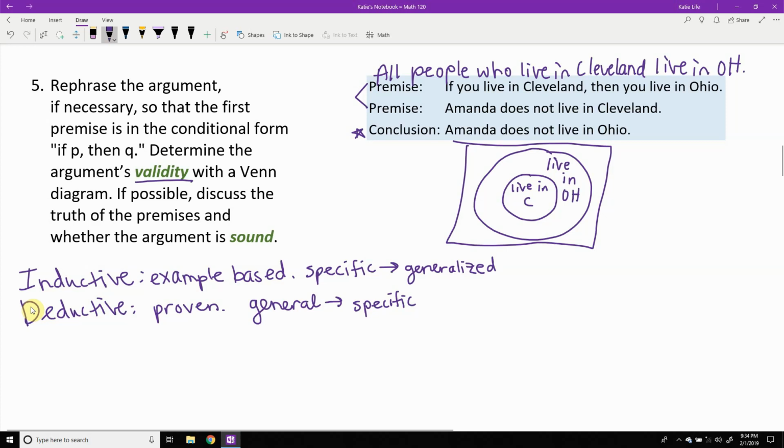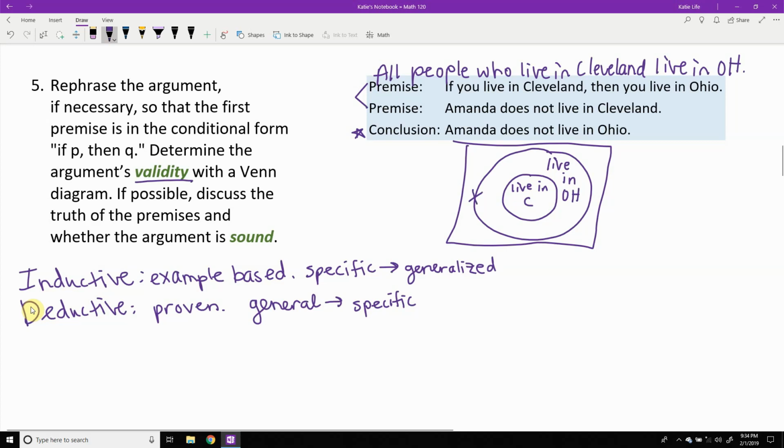In other words, I want to make sure that I'm outside of the living in Cleveland circle, but not necessarily in or outside of the living in Ohio circle. I can't assume one way or the other because the argument does not specifically state it. So at best, I can put the X on the border.